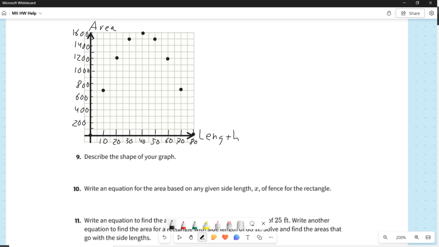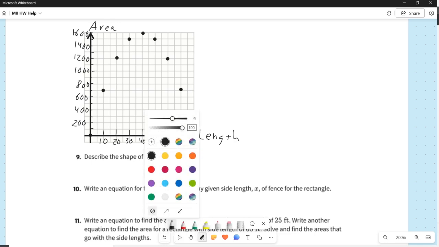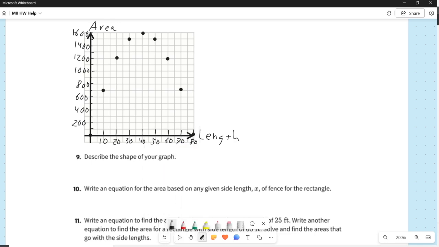So if we go ahead and connect these, something looks like that. And that is our graph.